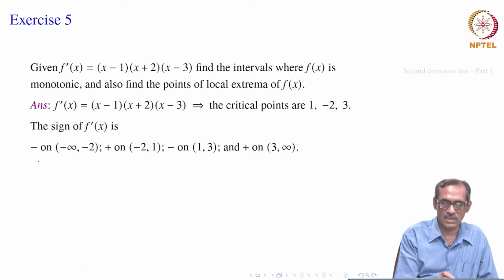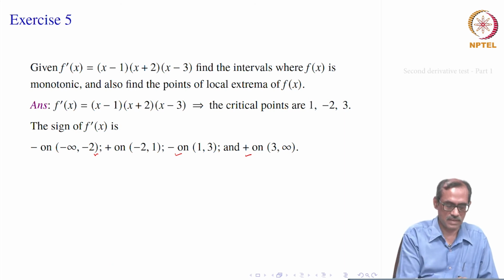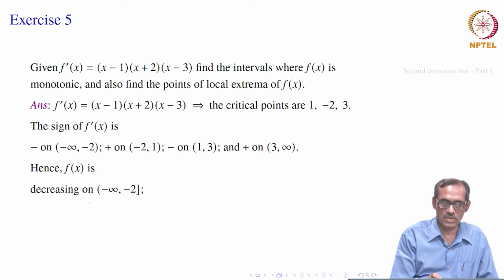So, f prime is really changing sign at minus 2, from minus to plus. It is changing sign at 1 from plus to minus, and at 3 from minus to plus. Everywhere it is changing sign, but the nature is different. So, f of x is decreasing, since f prime remains minus on minus infinity to minus 2. So, f is decreasing on minus infinity to minus 2.